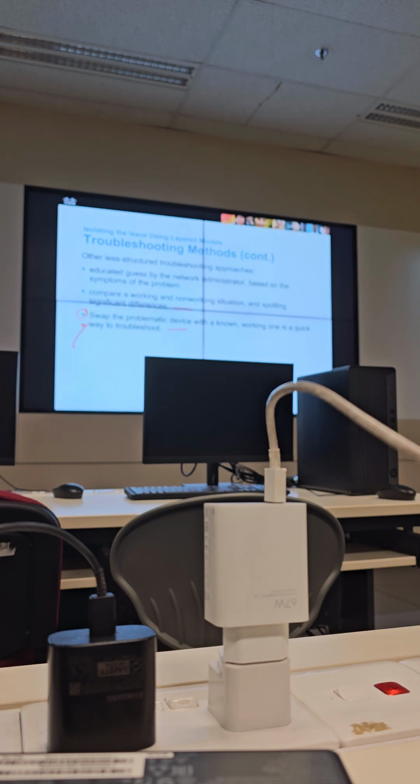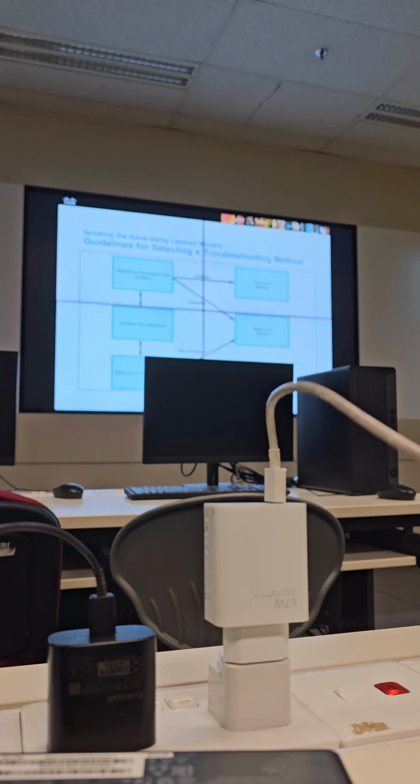So these are the less structured troubleshooting approaches. What are the guidelines for choosing the troubleshooting method? If you have experience before, divide and conquer. With new problems, typically we use the bottom up method. If it's complex, we use bottom up. If the scope of the problem is very limited, top down. What do I mean by limited? My colleague can access Google, but I cannot. That's limited, so top down.